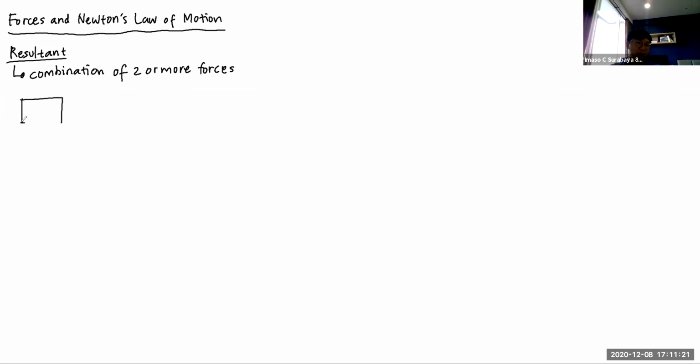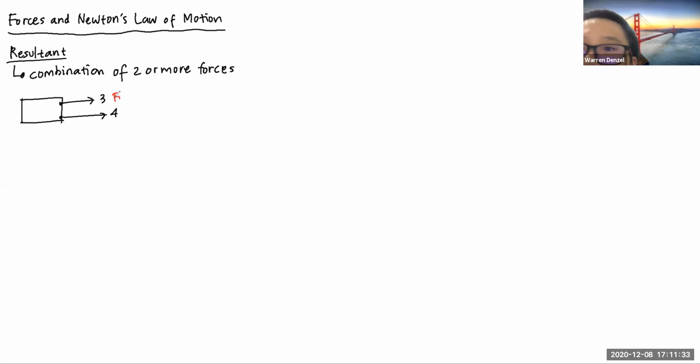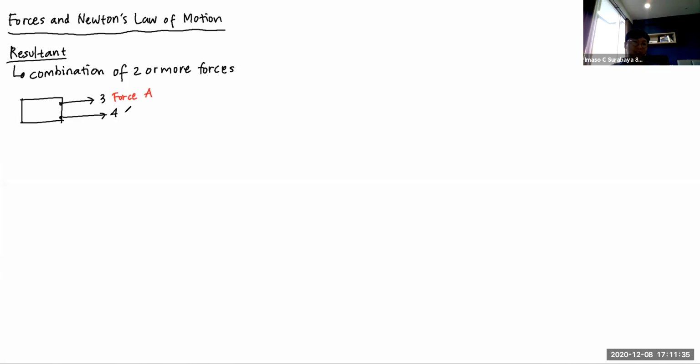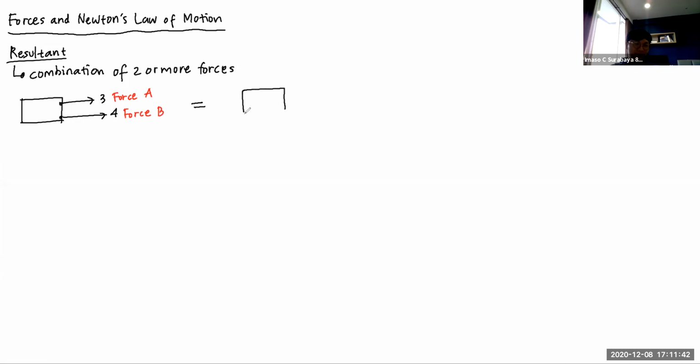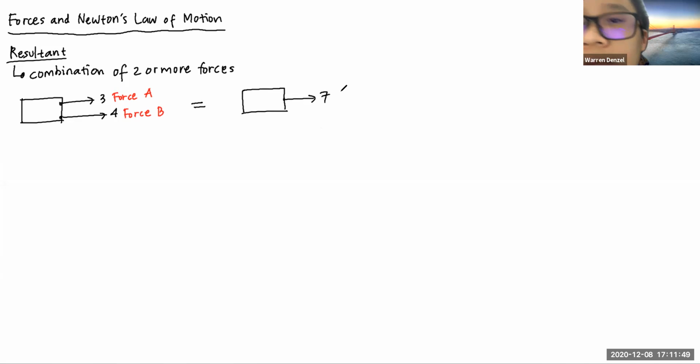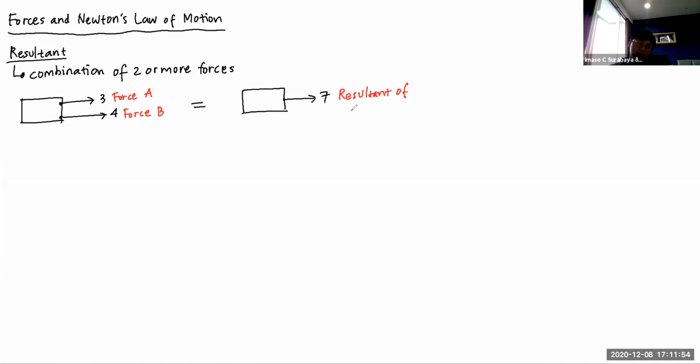For example, I have a box which is pulled by 3 here, and also pulled by 4 here. What is the resultant of these two forces? 7. You cannot just say 7. You have to say 7 newtons to the right. This is the same as pulling it to the right by 7, right? This is called the resultant of forces A and B.